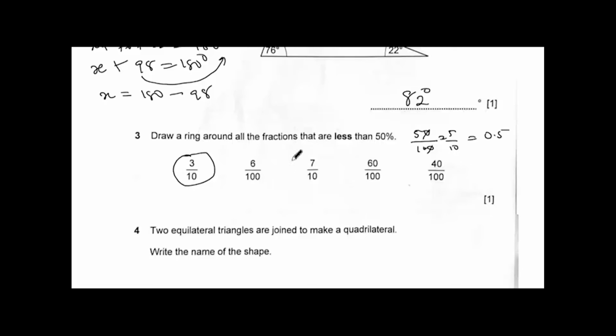Then we have 6 over 100. 6 over 100 is the same thing as 0.06. So this is less than 0.5 as well, far away from it. So I'll also circle this. So 7 over 10 is the same thing as 0.7, so it's larger than 0.5. 60 over 100 is the same thing as 0.6, so it's also bigger. And then 40 over 100 is the same thing as 0.4. So I will circle this as well. So let's go to the next one.